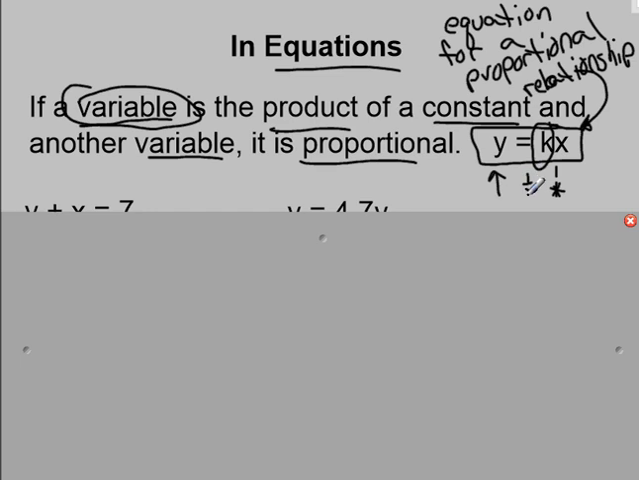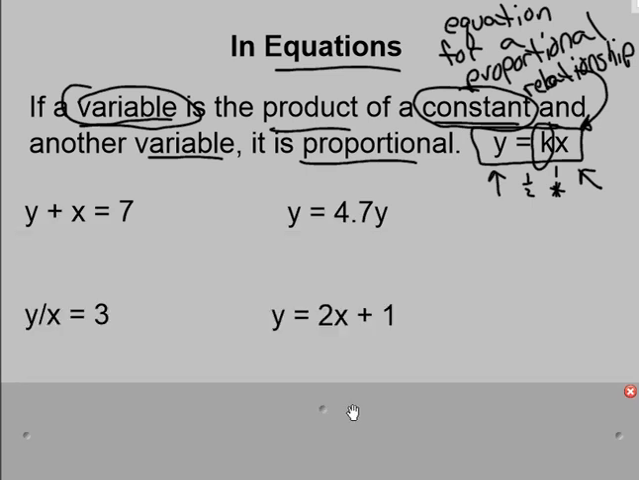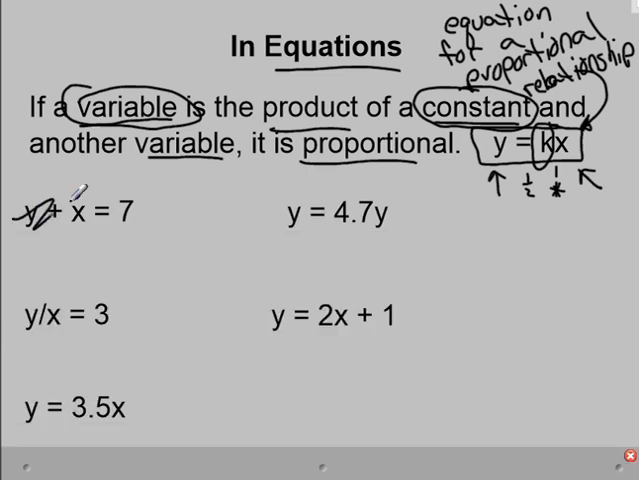So it might be 1/2, it might be 6, it might be 10, but that's where they get the constant part in this definition. So if a variable is the product of a constant and another variable, that's our other variable, it is proportional. So we can look at some different equations and be able to tell right away if they're proportional. I'm going to have you ignore this one right here. And let's look at some of these.